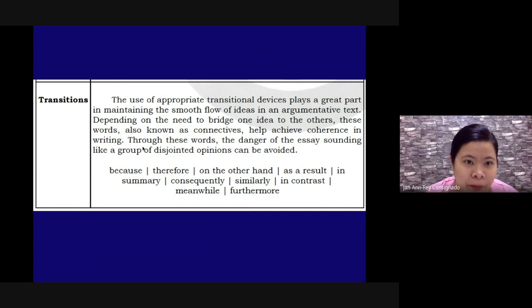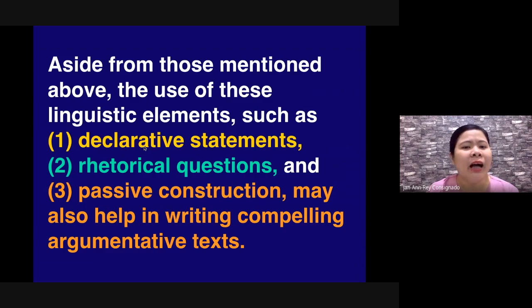So, what are the examples? We have because, therefore, on the other hand, as a result, in summary, consequently, similarly, in contrast, meanwhile, furthermore. These are transitions. These are transitional devices. Aside from those mentioned above, the use of these linguistic elements, such as declarative statements, rhetorical questions, and passive construction, may also help in writing compelling argumentative texts. Okay?